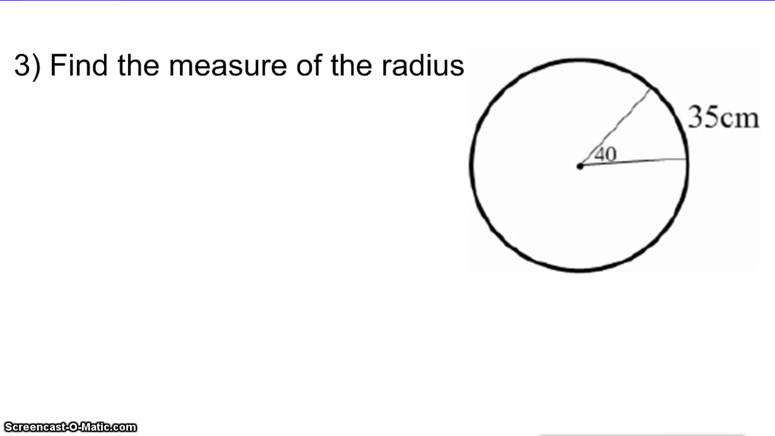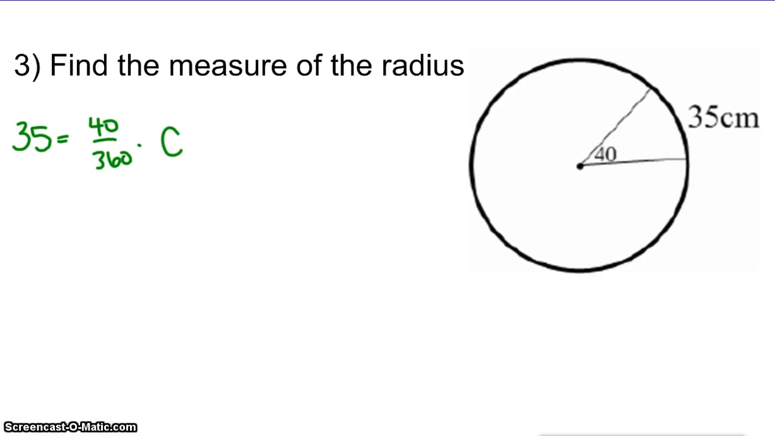Alright, so in this one, we're asked to find the radius of the circle. We know the arc length is 35. We're given the angle measure of 40 degrees. And then we are asked to find r, the radius. So now it's our job to figure out what we're going to do. Alright, here's how I like to work the problem. I actually like to work it like this.